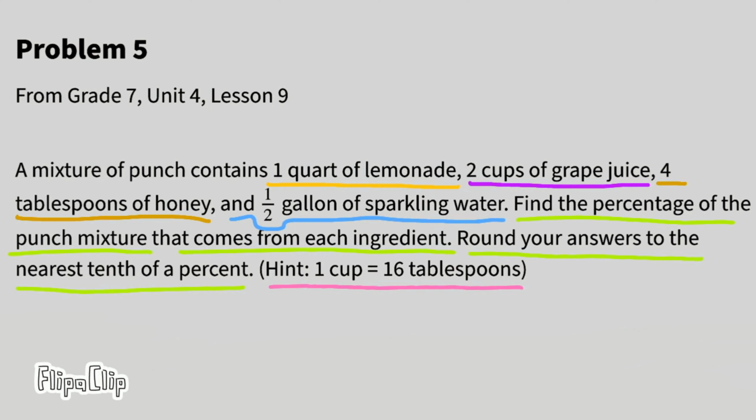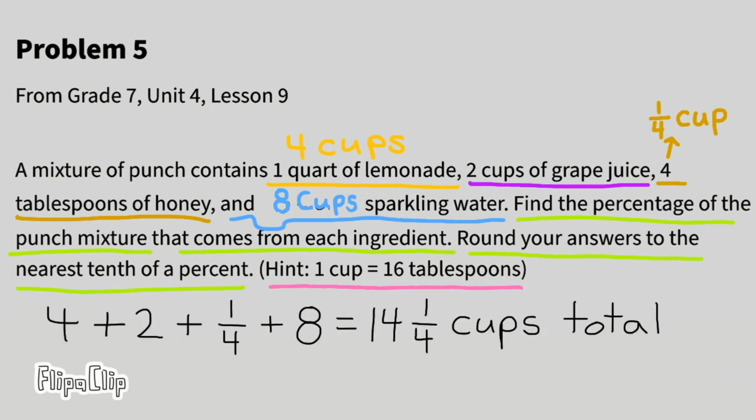Let's make each of these mixtures the same unit measure. Let's use cups. 1 quart of lemonade would be equal to 4 cups. 4 tablespoons of honey would be equal to 1/4 of a cup. We have 8 cups of sparkling water. Next, add up all the cups. 4 plus 2 plus 1/4 plus 8 equals 14 1/4 cups, or 14 25/100 cups.